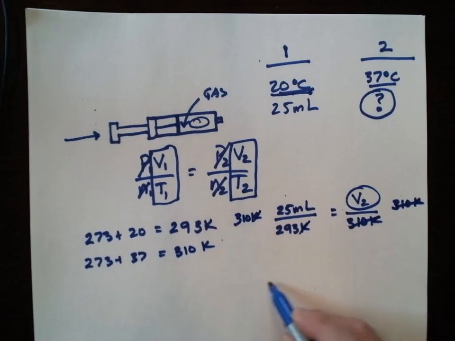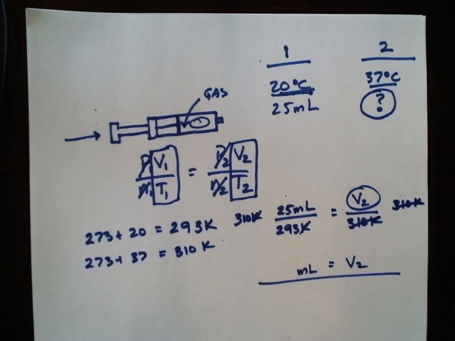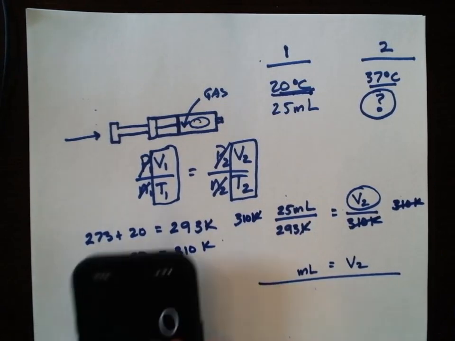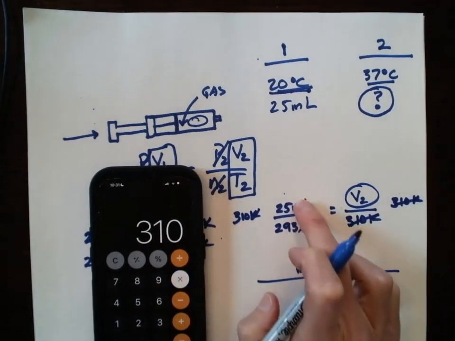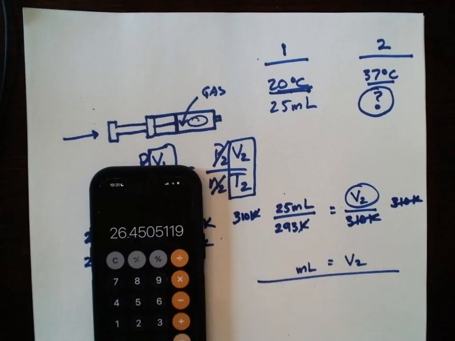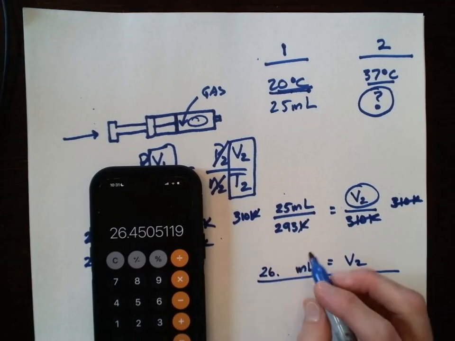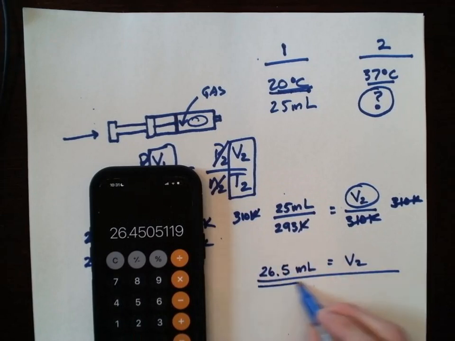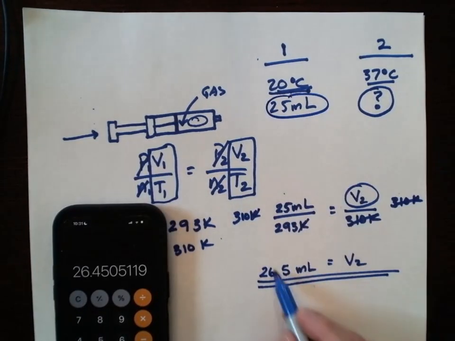Kelvin's going to cancel Kelvin. My volume is going to be in units of milliliters. And all I've got to do is figure out what the volume is going to be by doing the math. 310 times 25, divide that by 293, should give us 26.5 milliliters. So our volume is going to increase slightly from 25 mils to 26.5 mils on warming.